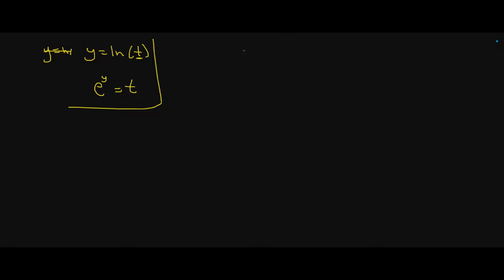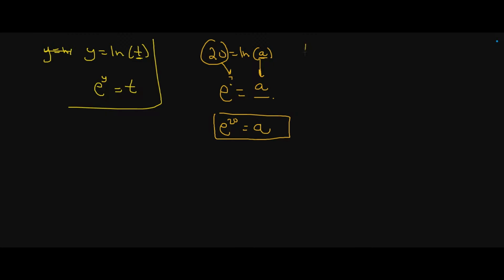Let's take a look at something more like this: 20 equals the natural log of a. It's going to be e equals blank. This is your output, so that now becomes your input. So e to the 20 is equal to, and this is your input, so that now becomes your output. That has to go on the outside. So e to the 20 is equal to a. Plug that into your calculator and solve.